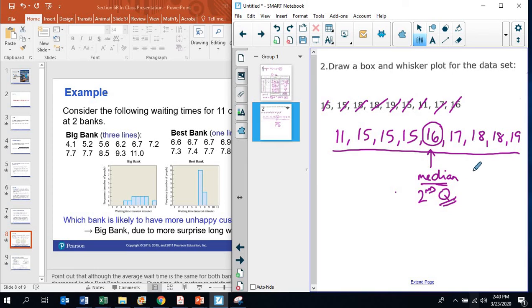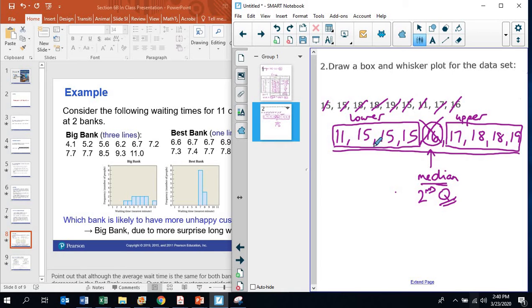Now, how do you find the first or the lower quartile and the third or the upper quartile? Well, 16 was an actual value in our data set. We now ignore it when it comes to looking at upper and lower quartiles. So now we take the rest of our data and divide it into 2 halves. This is the upper half, they're the highest numbers, right? And this is the lower half.